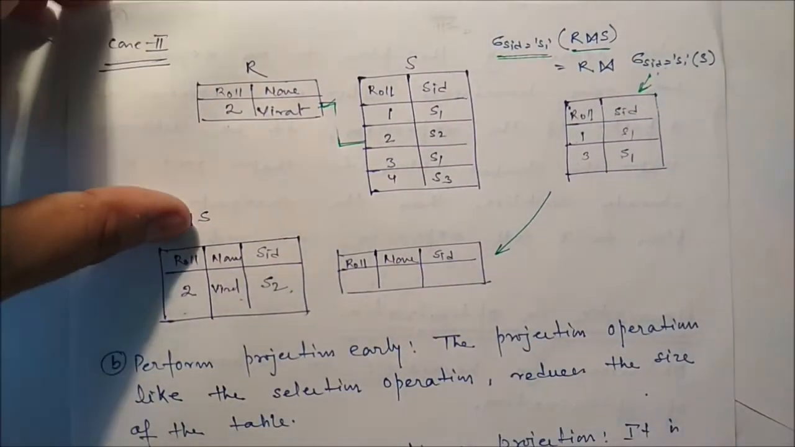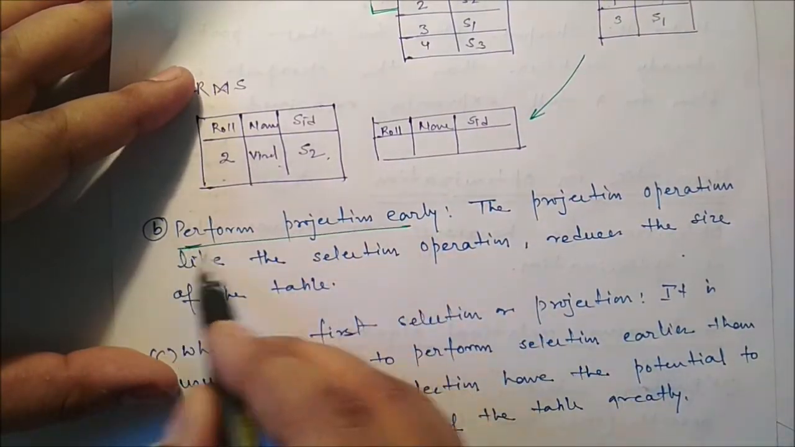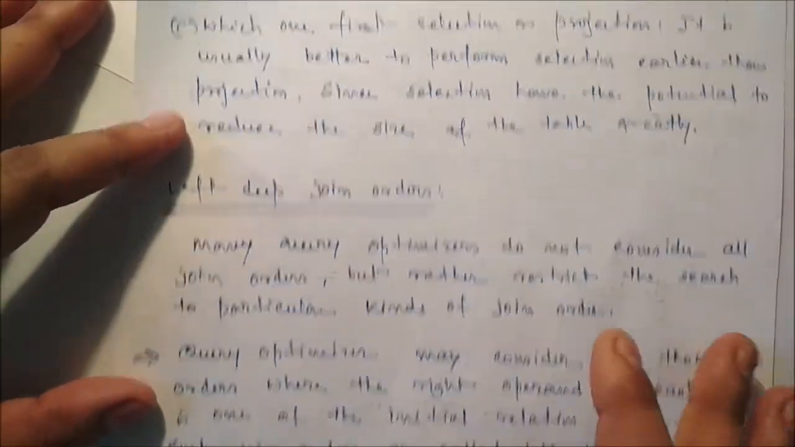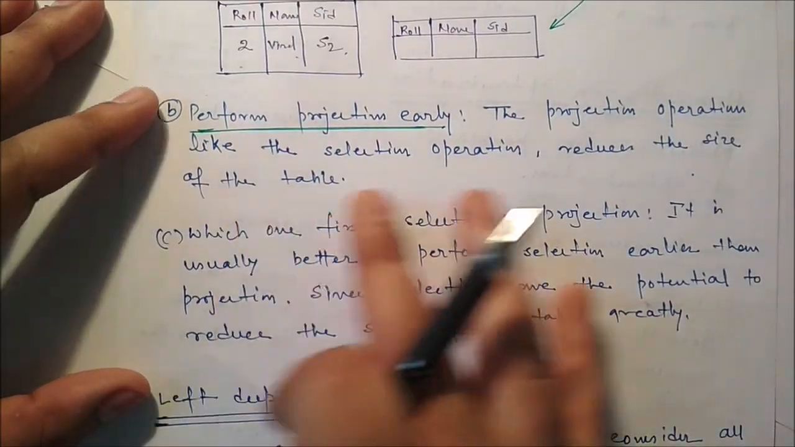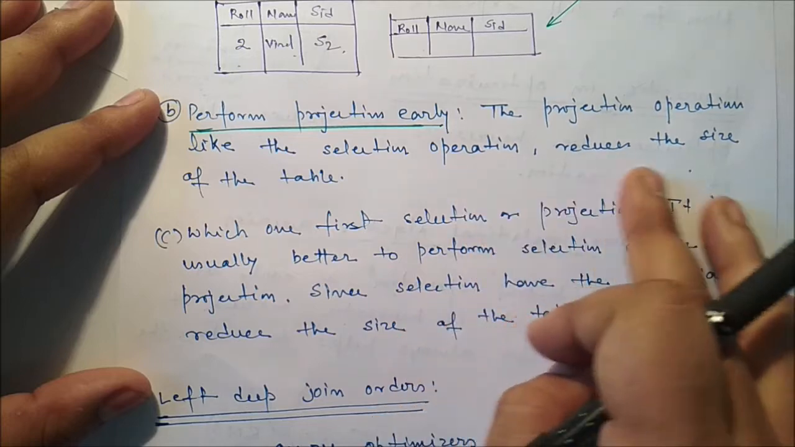Now second is: perform projection early. In the previous case we saw that we perform the selection operation early; in this case we have to perform projection early. The projection operation, like the selection operation, reduces the size of the table.